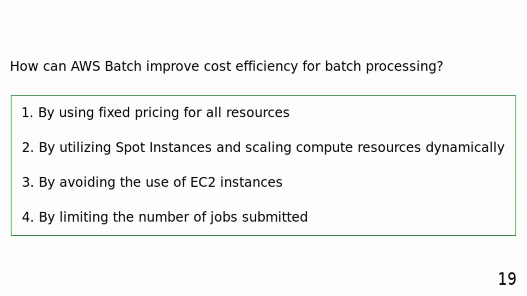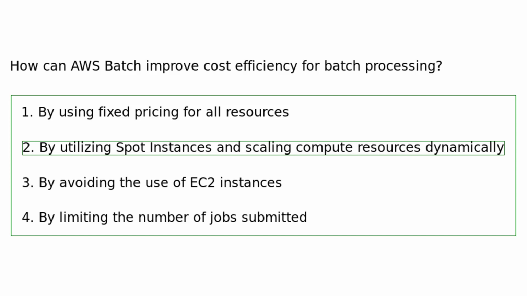How can AWS Batch improve cost efficiency for batch processing? By using fixed pricing for all resources. By utilizing spot instances and scaling compute resources dynamically. By avoiding the use of EC2 instances. By limiting the number of jobs submitted. AWS Batch improves cost efficiency by utilizing spot instances, which are often cheaper, and dynamically scaling compute resources based on job demands.